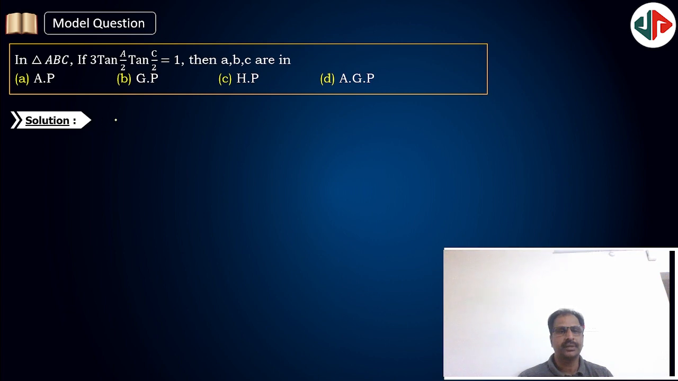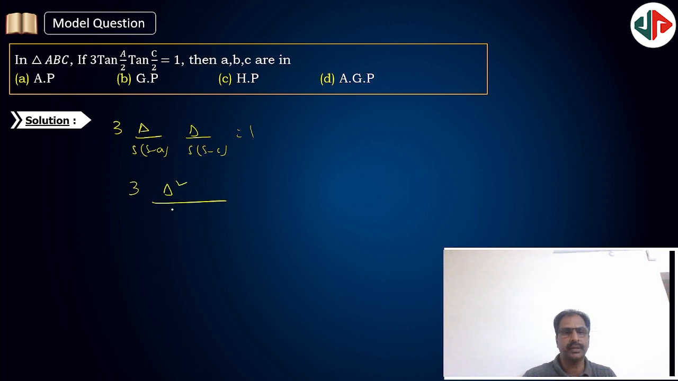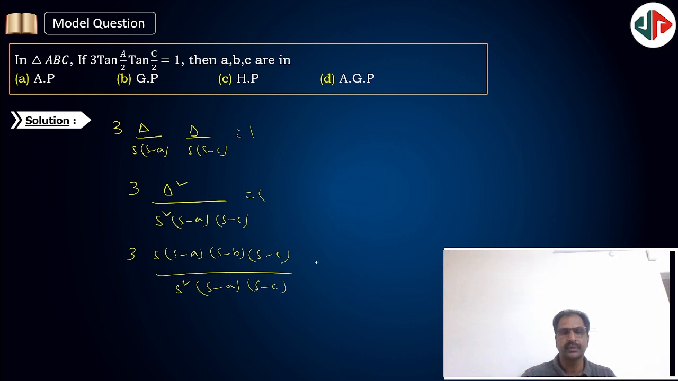Next. In triangle ABC, 3 into tan A by 2, tan C by 2, where tan A by 2 is delta by S into (S minus A) and tan C by 2 is delta by S into (S minus C), is equal to 1. Then the sides are in which progression? 3 into delta square by S square (S minus A)(S minus C) is equal to 1. Delta square is nothing but S into (S minus A) into (S minus B) into (S minus C), by S square into (S minus A)(S minus C) is equal to 1.